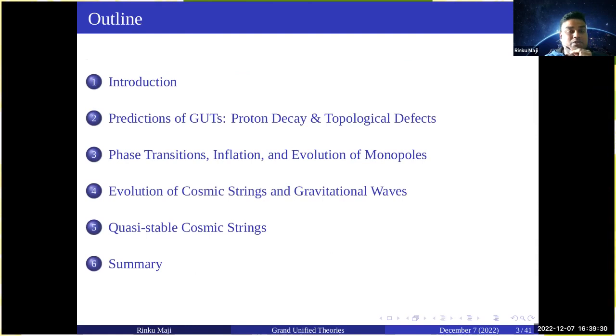Here is the brief outline of my talk. I'll first try to introduce GUT theory, and then we'll discuss some predictions of GUT, like proton decay and topological defects. In the next part, we'll discuss phase transitions in early universe cosmology, and then inflation and evolution of monopoles in an inflationary universe. Then we'll discuss the evolution of cosmic strings and production of gravitational waves. Then we'll talk about a scenario where cosmic strings are not stable, they are quasi-stable. And finally, I'll summarize my talk.